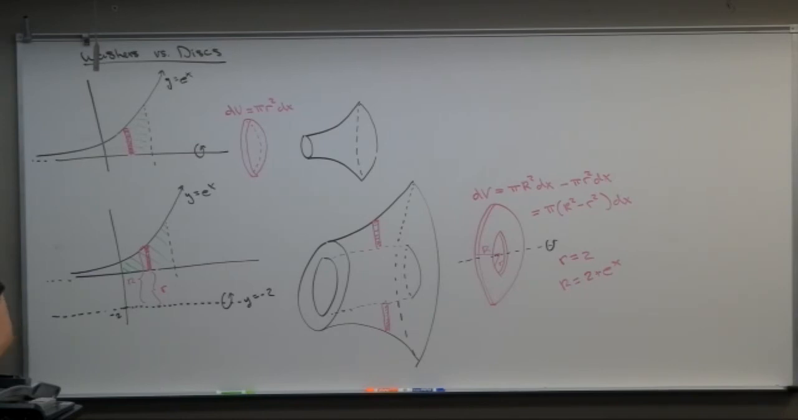So what I'd like to do now is find the volume of the solid obtained by rotating the region bounded by the curves y equals x cubed, y equals 1, x equals 2, about y equals -3. So I'll write it down on the front board here.